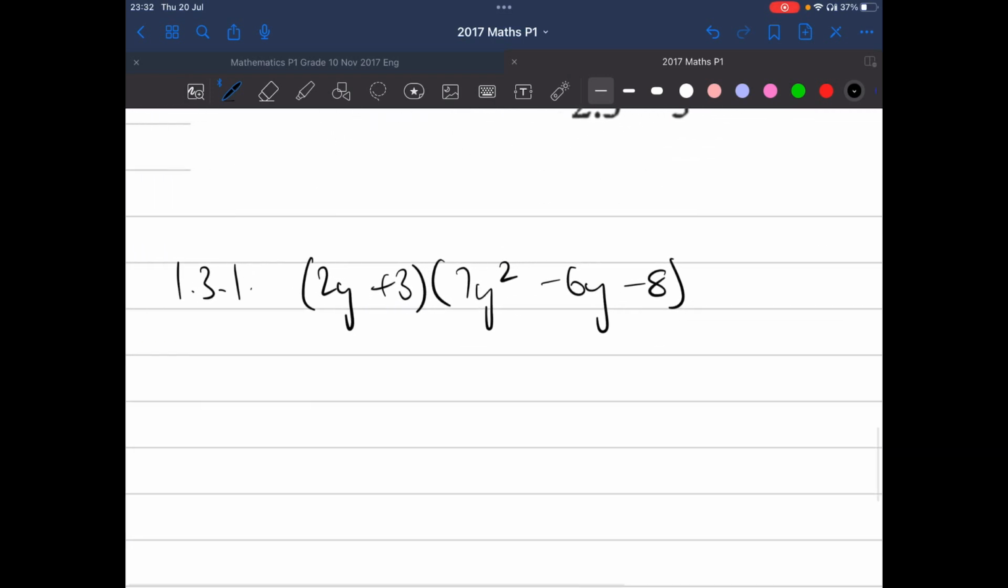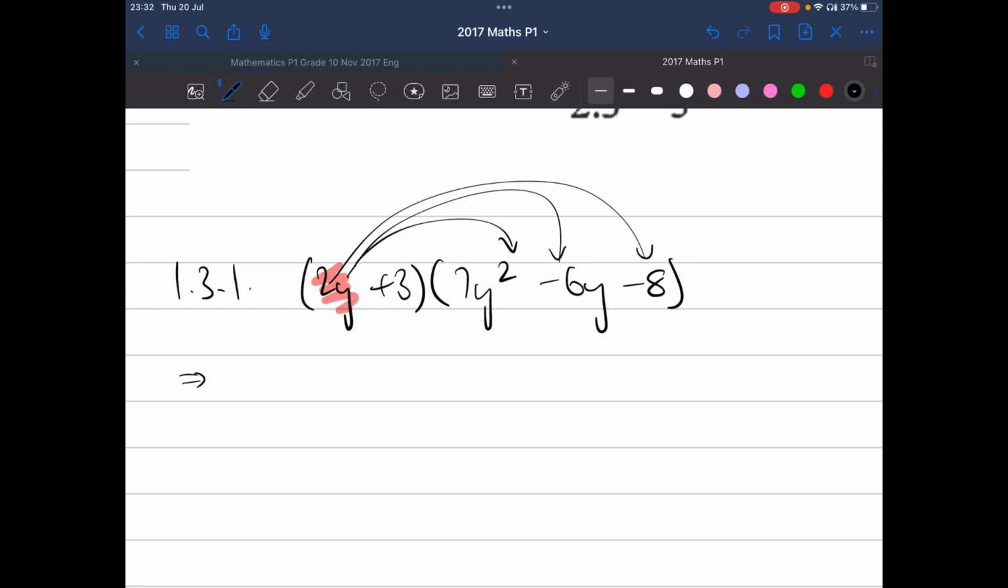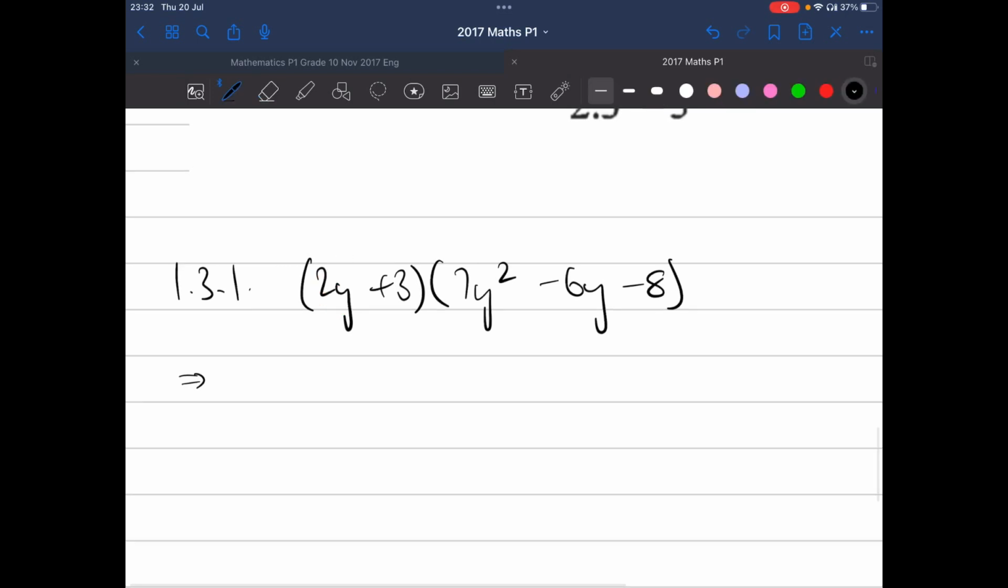Okay, so how do we multiply a binomial by a trinomial? The way to do that is to start with, let's say, 2y. We first multiply it by the first term there, then the second, then the third, and then we're done with that term. Then we move on to the second term. We take this plus 3 and do the exact same thing, multiplying it by each term of the trinomial. Okay, so let's start with that.